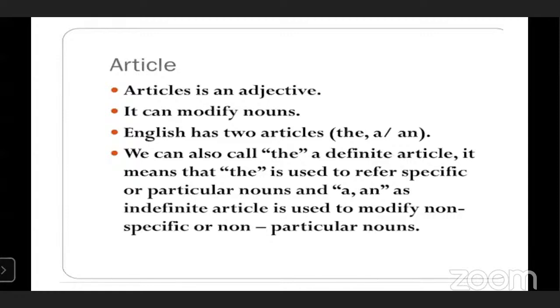And a and an are indefinite articles. That means it doesn't have any particular noun where you use a and an. You can use a and an with many nouns. They are used to modify non-specific or non-particular nouns. Okay.